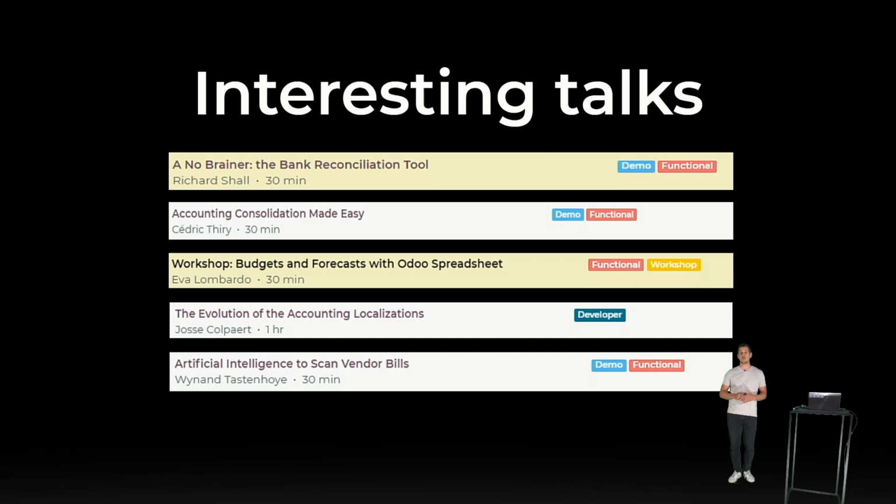If you're interested to know what is the evolution of our accounting localizations, Jos is the expert in that, and he will give a presentation about that as well. And to make some publicity for myself as well, if you want to know even more about artificial intelligence, I'm giving a presentation about that as well. If you have any questions about my presentation, don't hesitate to talk with me immediately here, and I will answer all the questions on the spot.